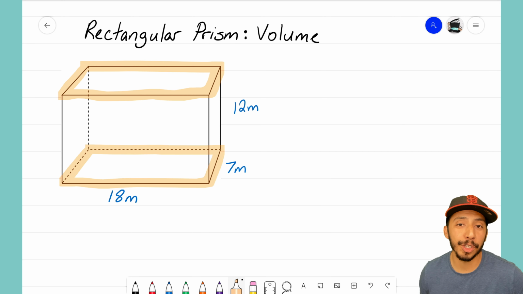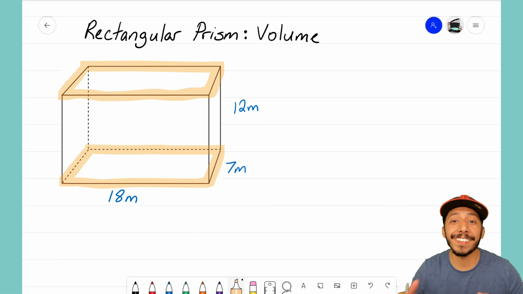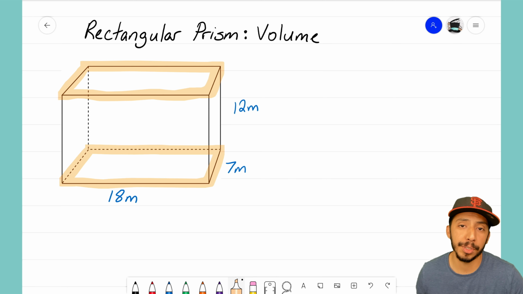Now, we have a rectangular prism here. I want to find the volume. Remember, volume refers to the space that this prism occupies. Another way to think about it is, this sort of looks like a box. How much stuff can you fit inside the box? How much space is inside? That's what volume refers to, and that's what we want to find.